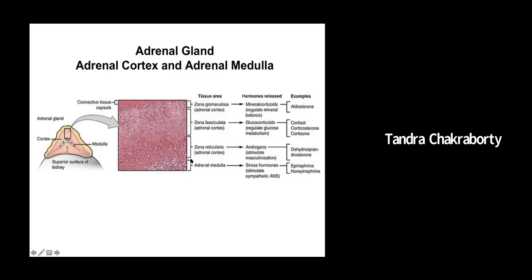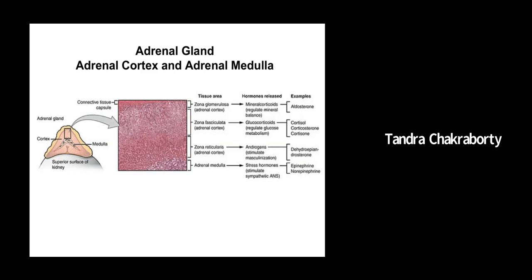The last or innermost layer is the adrenal medulla. These are called stress hormones, and the main hormones are epinephrine and norepinephrine. So I want you to understand that these hormones are absolutely necessary for our survival, and each of these parts produces different hormones which are very, very important in our lives.